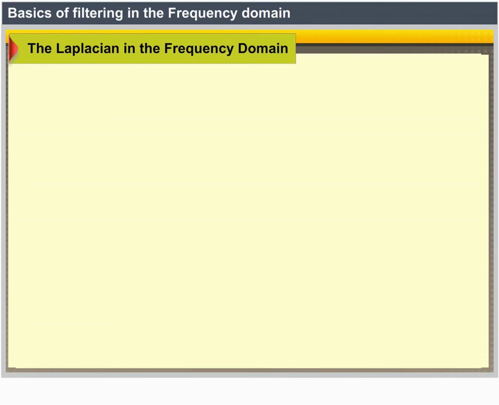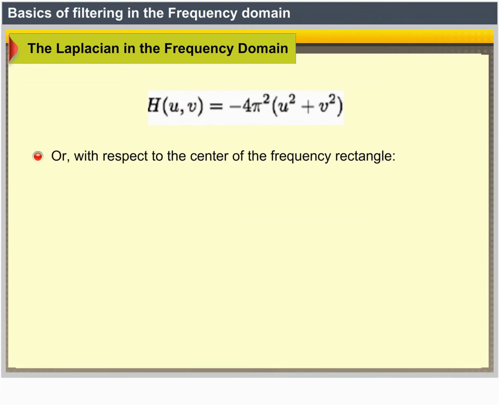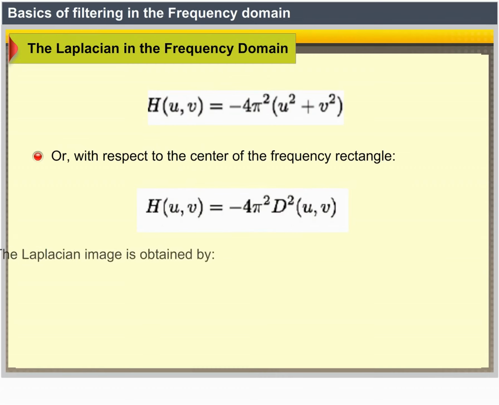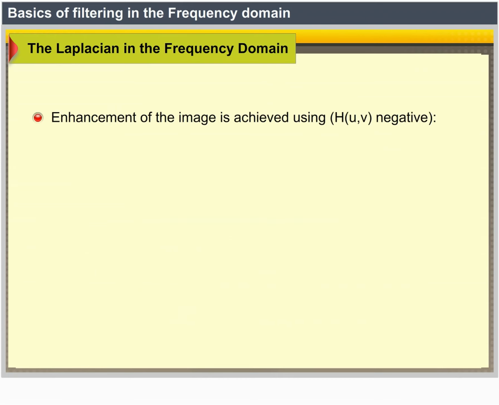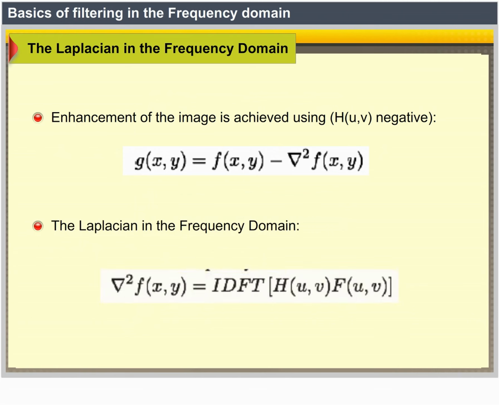The Laplacian in the frequency domain will be as shown on screen, or with respect to the center of the frequency rectangle as shown. The Laplacian image is obtained by the equation shown on screen. The enhancement of the image is achieved using H(u,v) negative as shown on the screen. The Laplacian in the frequency domain will be as shown on screen.